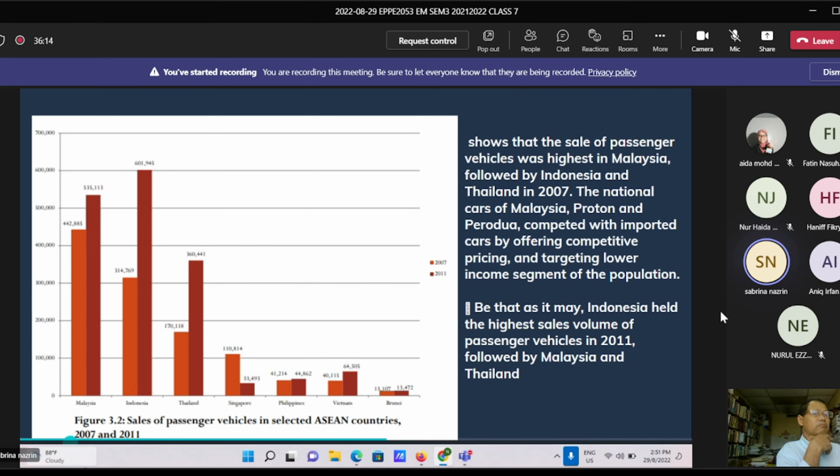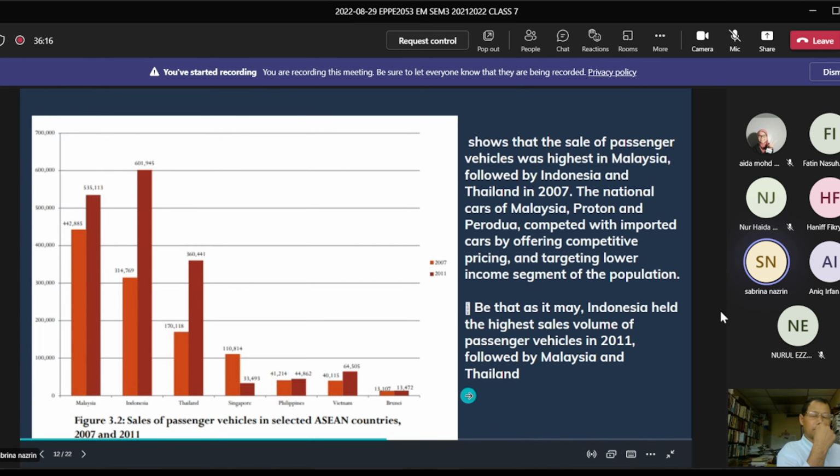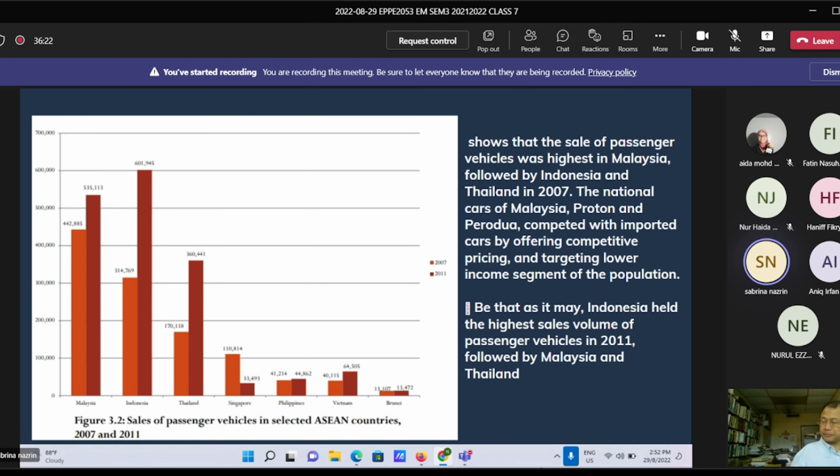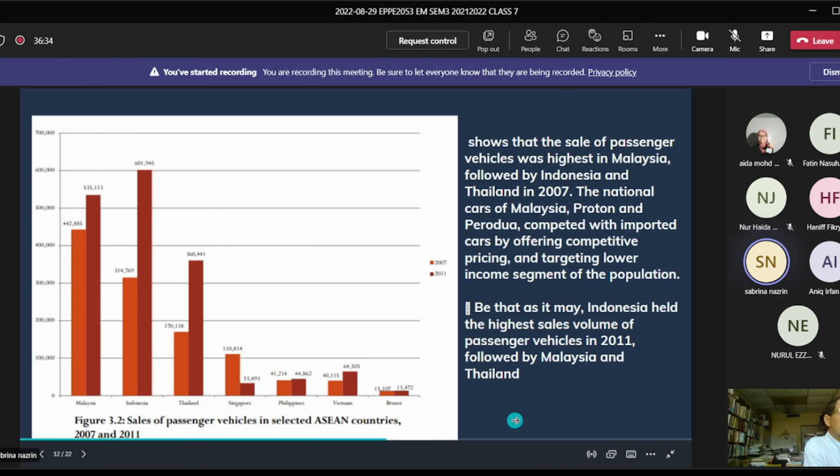For Malaysia, 2011, which is 535,113, and for 2007 is 442,885.